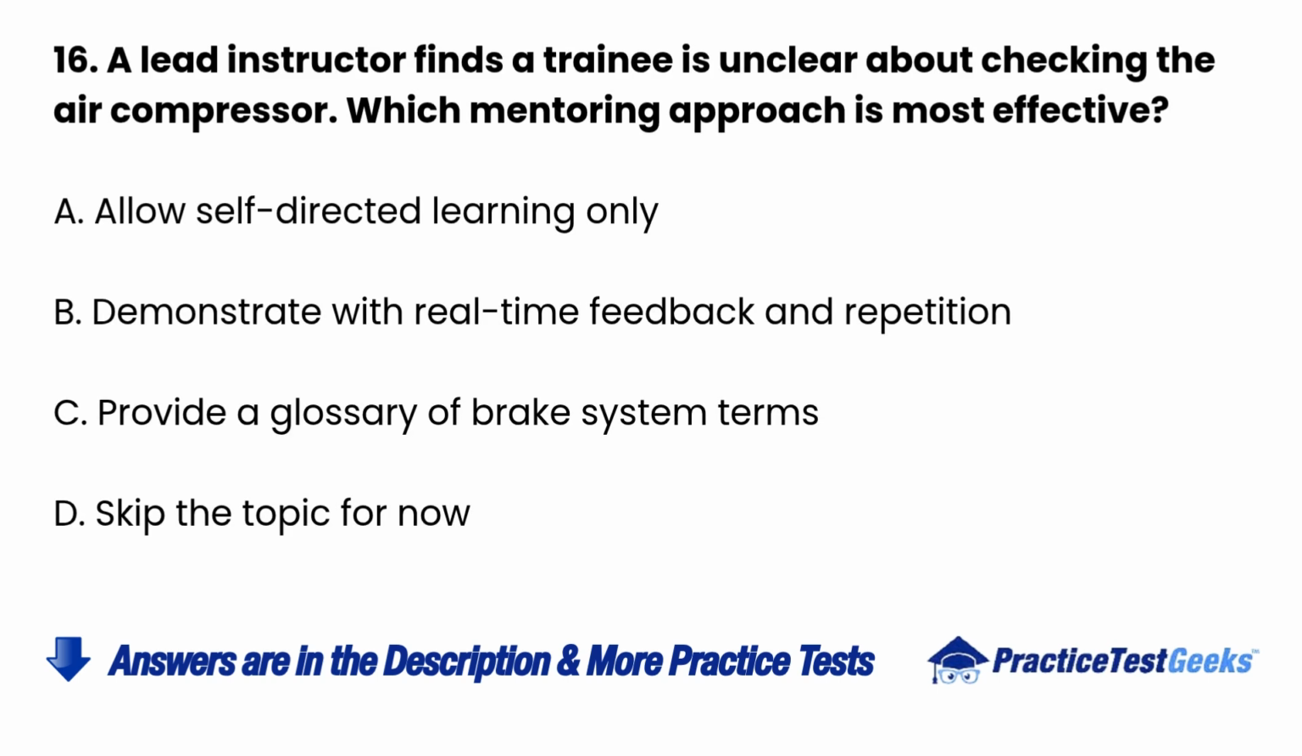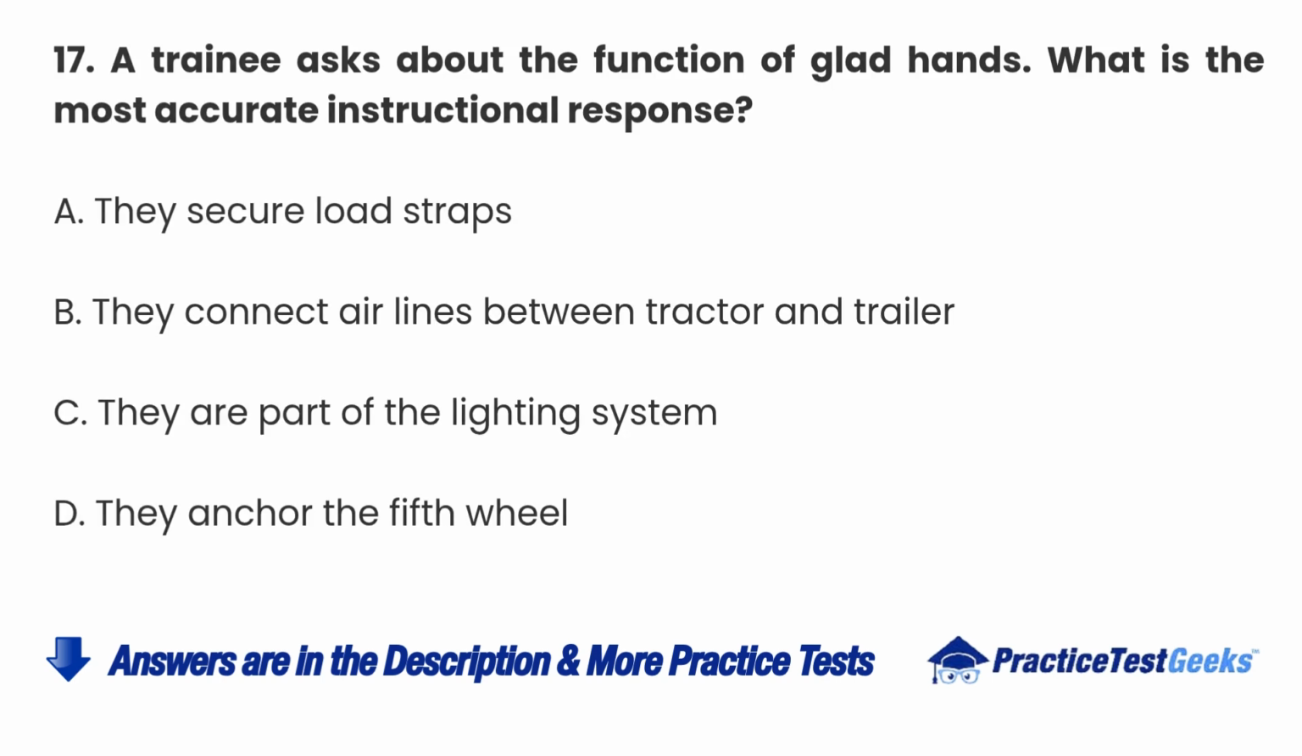16. A lead instructor finds a trainee is unclear about checking the air compressor. Which mentoring approach is most effective? A. Allow self-directed learning only. B. Demonstrate with real-time feedback and repetition. C. Provide a glossary of brake system terms. D. Skip the topic for now.